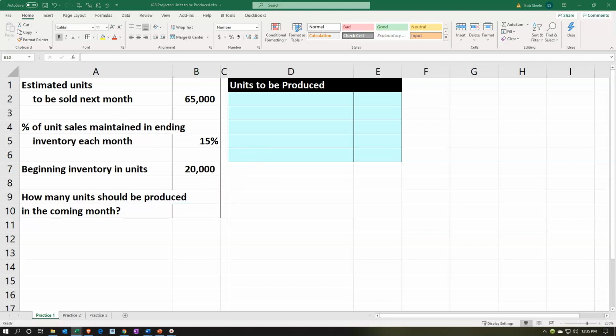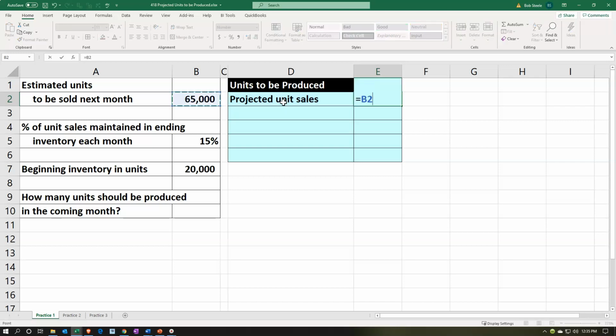So we have the projected sales. We're going to say, all right, let's start this out. We've got projected sales. We're trying to think about how many units we need to produce next month. I know that we're going to sell 65,000 units. So obviously we need 65,000 units on hand at least, if those are the units that we expect to sell.